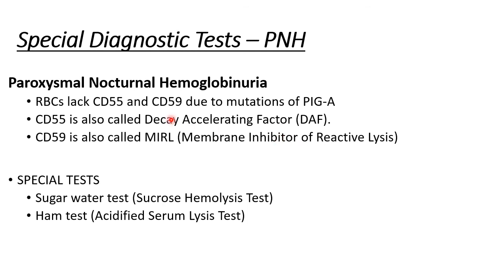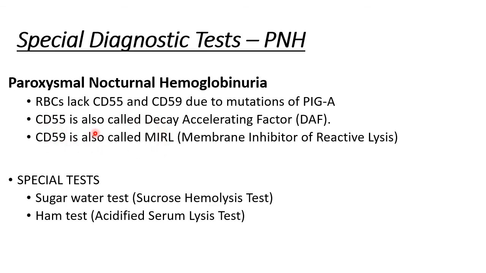The next test that we will discuss is for PNH or paroxysmal nocturnal hemoglobinuria. As an overview lang, no, in this type of condition, the RBCs has a deficient levels of your CD55 or yung DAF. DAF means decay accelerating factor. Ang CD59, MIRL yan, or the membrane inhibitor of reactive lysis. Always remember 55-59 DAF MIRL.